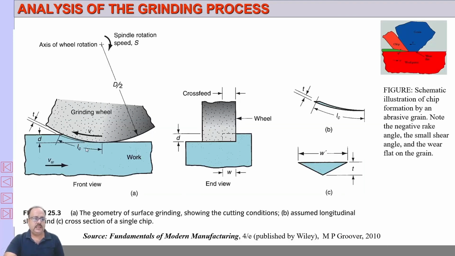So this is a contact length of the chip. This is thickness, this is the depth of cut we are taking, and this is the width of the cut. And you can see we are plowing, so it is normally like this. The shape of the chip is normally like this. The cross section of the chip is normally like this, and this is an average thickness.